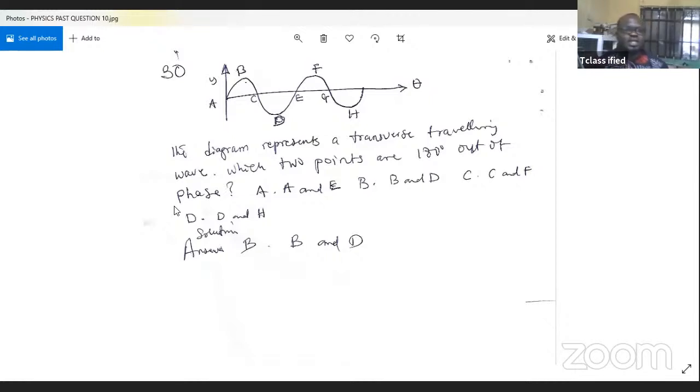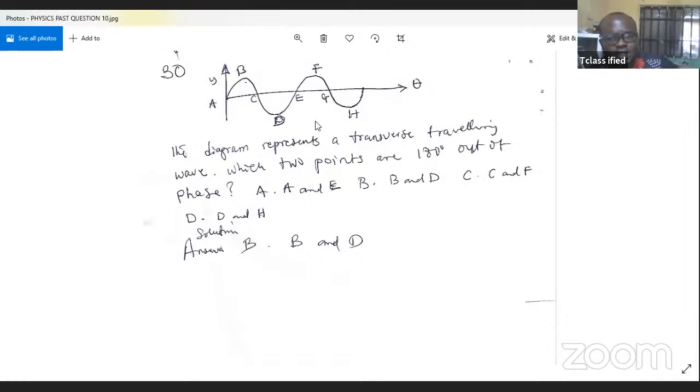You have option A, A and E; option B, B and D; option C, C and F; option D, D and H. So option A is A and E. A is here, E is here. So they are actually in the same phase. B and D: this is B, this is D. So B is 90 degrees out from D and another 90. So 90 plus 90, you have 180 degrees out of phase. That makes it the answer.